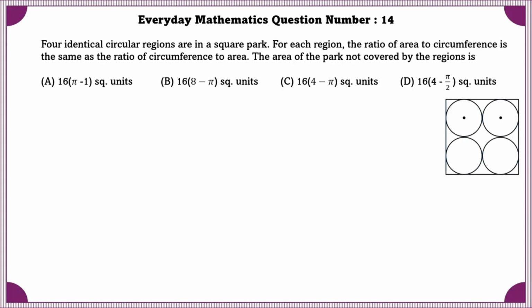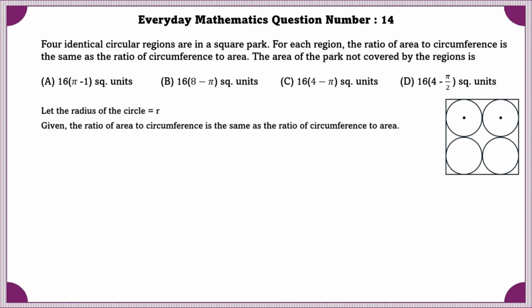Everyday mathematics question number 14. 4 identical circular regions are in a square park. For each region, the ratio of the area to circumference is the same as the ratio of circumference to area. The area of the park not covered by the region is.